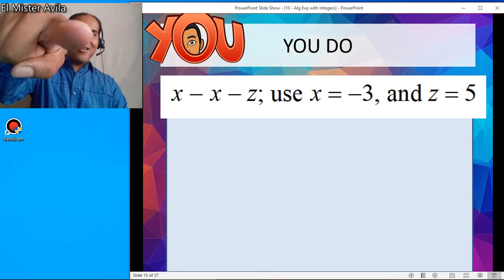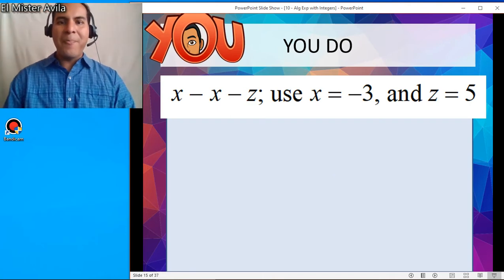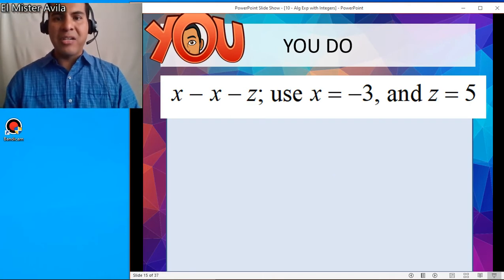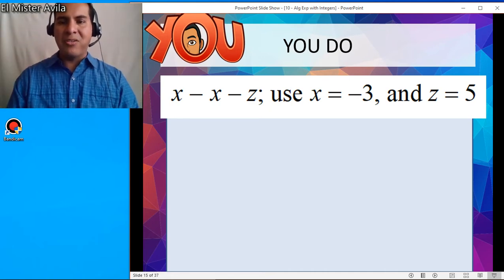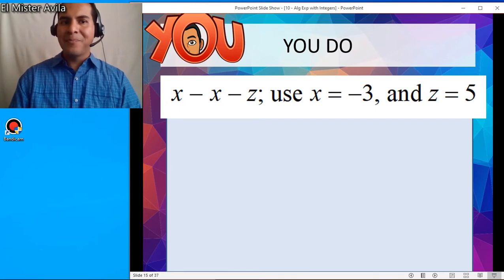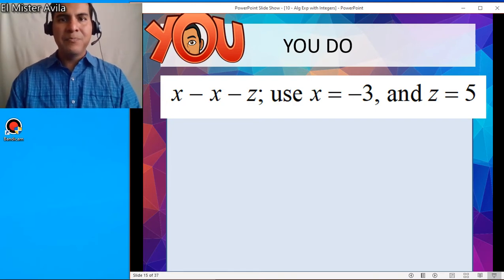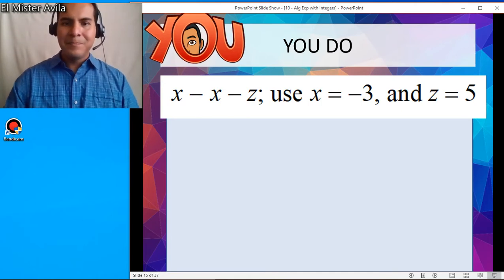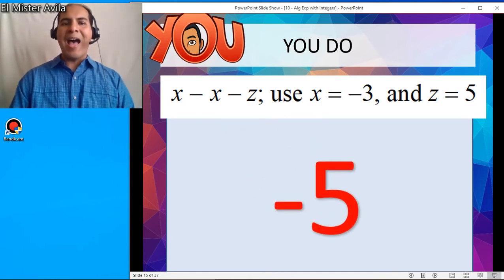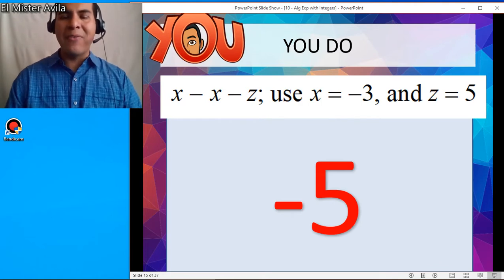Your turn. You're up. Please write down this algebraic expression. Use the example that I just did because I tried to model it around the example that I just did. See if you can set it up and get the correct answer. Good luck. Pause the video, and when you're ready, unpause to see if you have it correct. Moving on in 3, 2, and 1. Our answer is negative 5. Congratulations if you have negative 5.